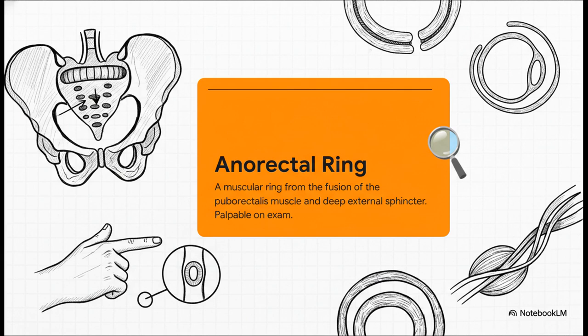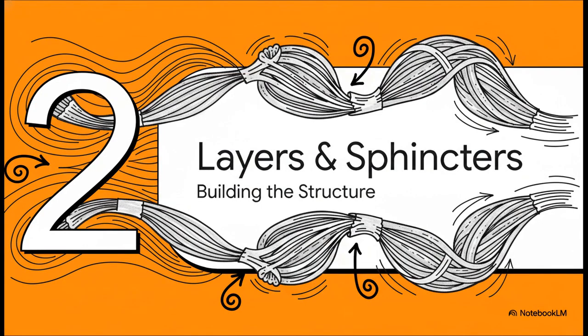Okay, now this is super important, especially for your practicals. The anorectal ring. You can actually feel this during a digital rectal examination. It's this muscular ring that tells you exactly where the rectum ends and the anal canal begins. Trust me, learning to palpate this is a fundamental skill you've got to master. Okay, so we've got the basic layout. Now, let's go a bit deeper and look at the actual structure, the layers and the muscles, especially the sphincters, that make it all work.